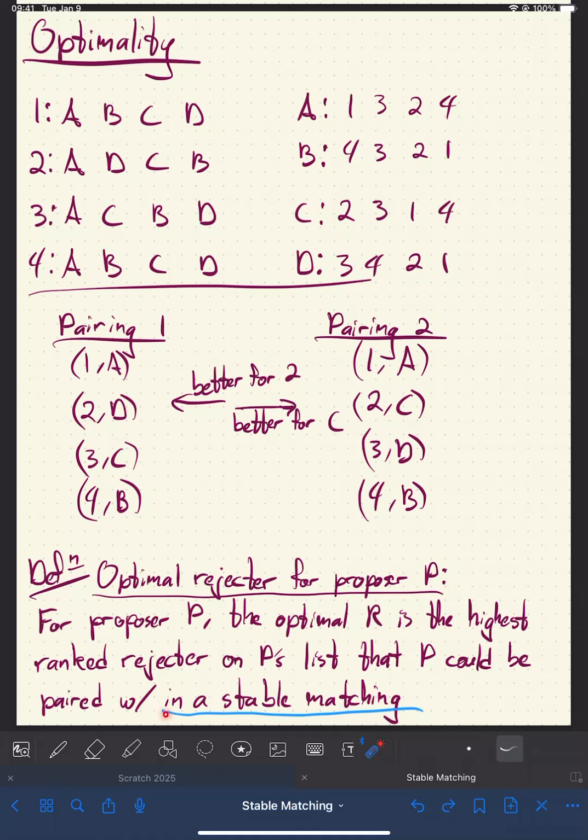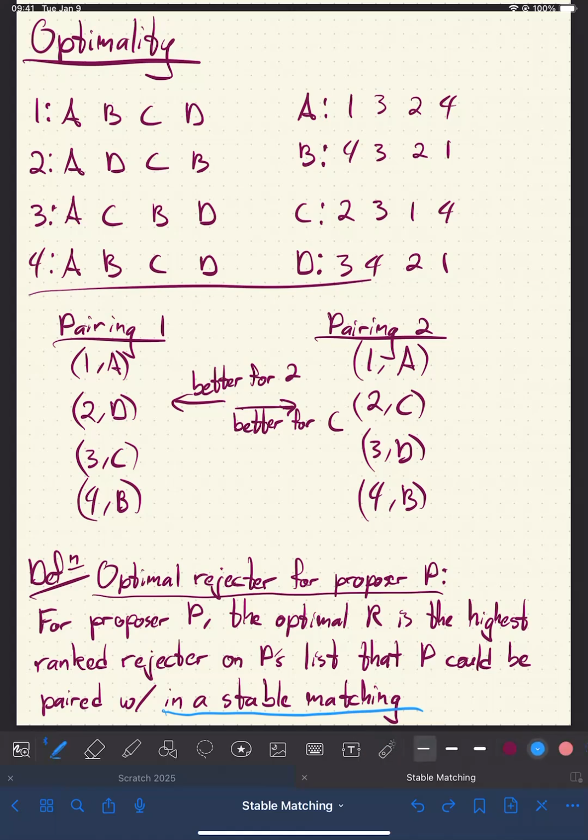So don't forget that we're restricting the set of things that P is looking at to be the possible stable matchings. That's what it means to have an optimal rejector for proposer P. Optimal meaning the best possible outcome of the actual feasible outcomes. And we're only saying things are feasible if they're stable matchings.